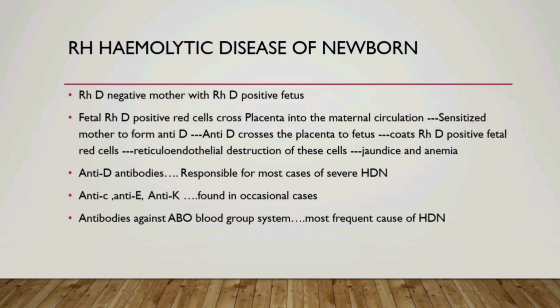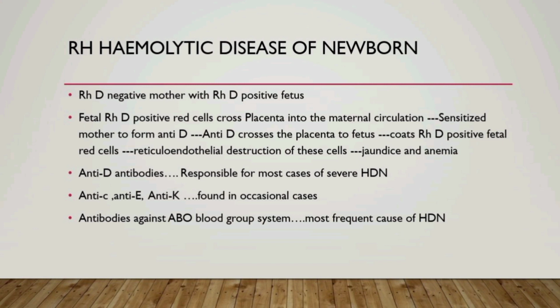As the fetus is Rh positive, it means that its red blood cells contain Rh antigen. So when these Rh positive cells pass through the placenta into the maternal circulation, they cause sensitization to form anti-D antibodies. The anti-D antibodies may also form in other conditions, like trauma to the placenta or previous blood transfusions.